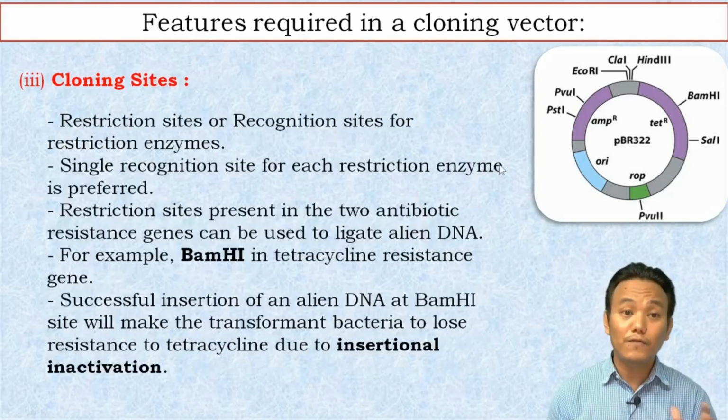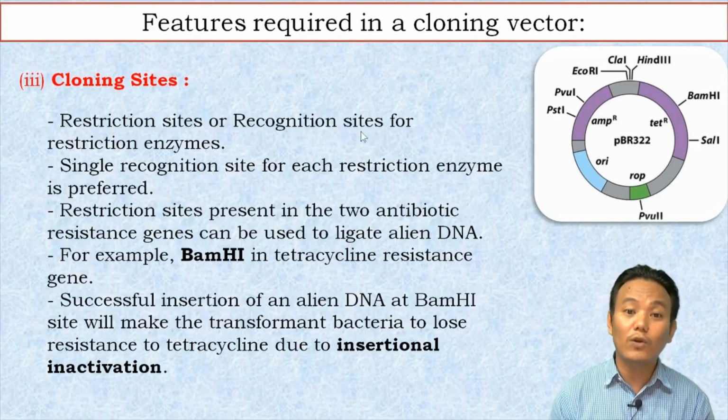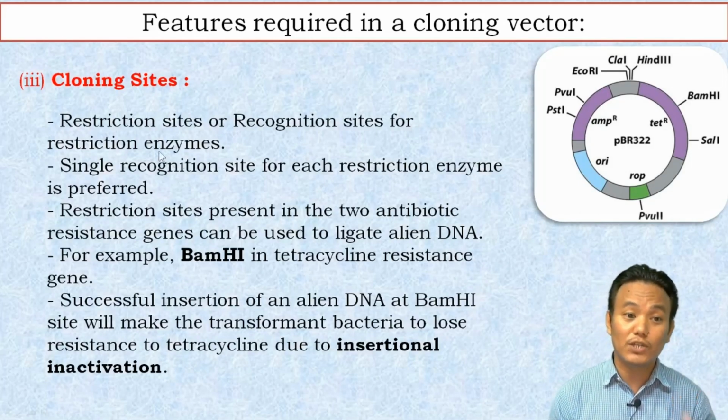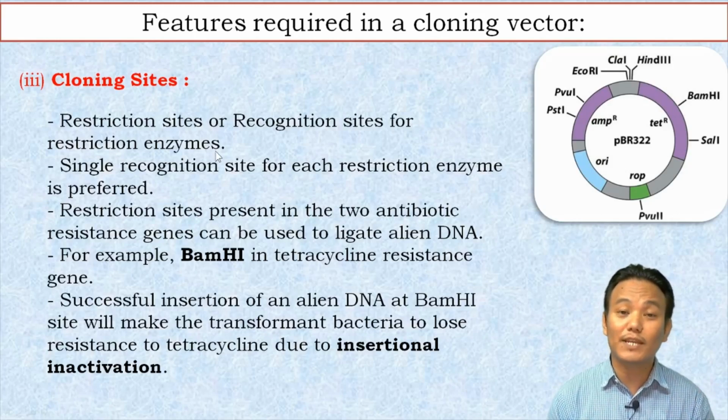The third important feature that is required in a cloning vector is cloning sites. A good cloning vector should have cloning sites. What are cloning sites? They are the recognition sites for restriction enzymes. And we all know that restriction enzymes are molecular scissors which can cut the DNA at their recognition sites, right? And we use restriction enzymes in order to create a recombinant DNA.